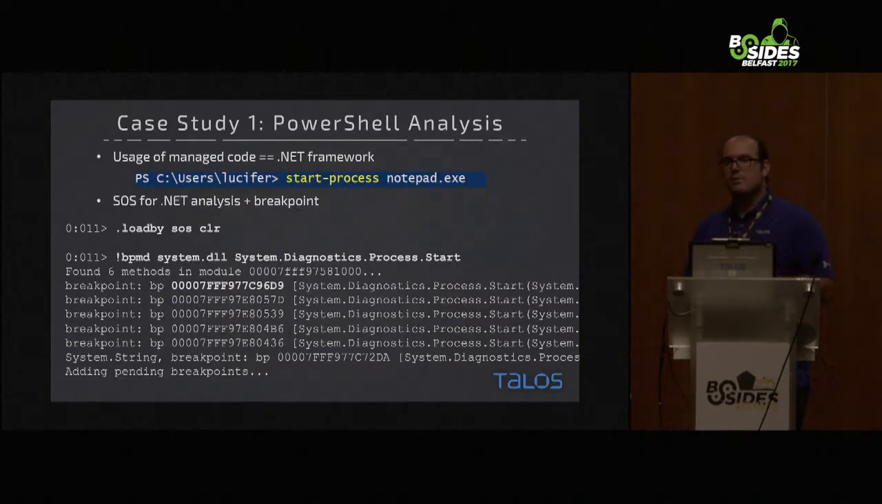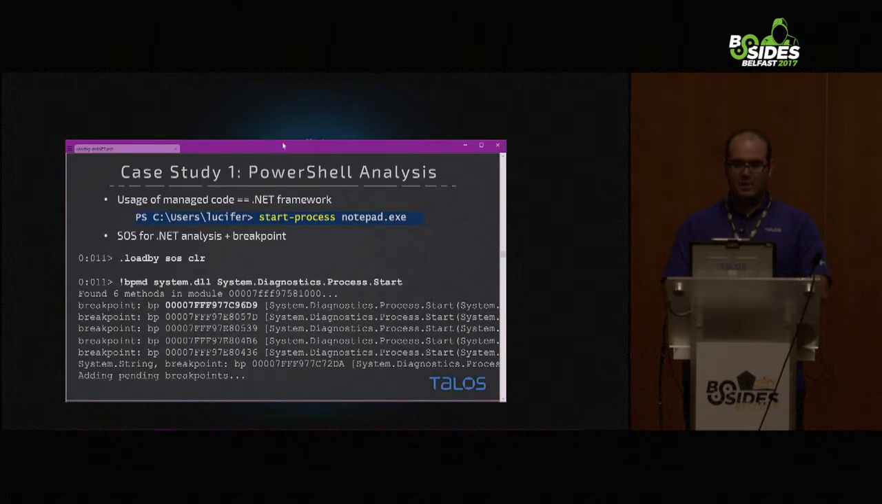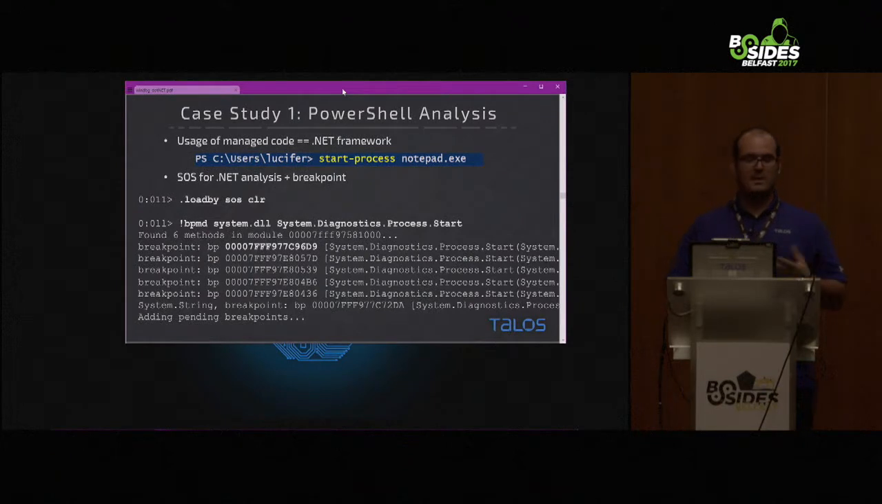This one is more interesting from my point of view. When you do Start-Process notepad, for example, in this case PowerShell will use the .NET library. It doesn't use unmanaged code, but it embeds .NET and executes .NET code directly to execute the process. So in this context, typically, we can use the SOS extension to monitor activities.